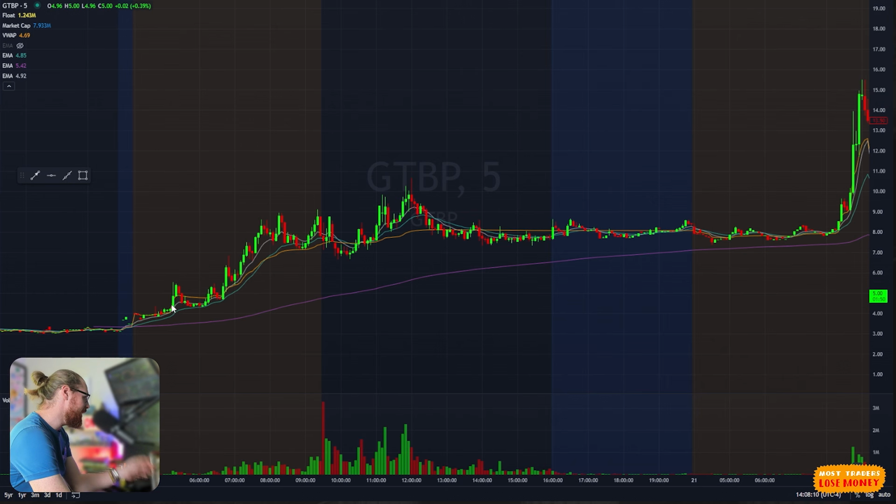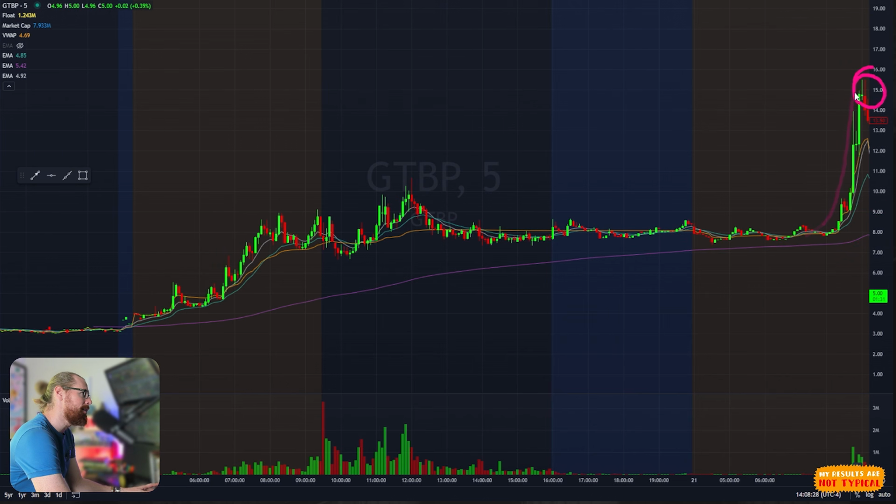So what we have here is a chart where the price made a pretty nice move up. We started down here around $4. We squeezed up to 5, 6, 7. We pulled back. We went up to 8, 9. We pulled back. And then the next morning, we squeezed from $8 all the way up to nearly 16. A 100% move, and that happened very quickly.